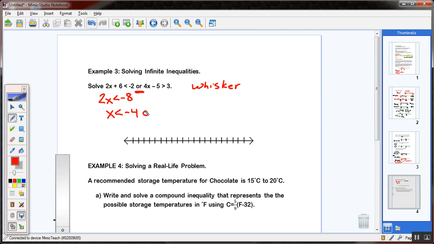Okay, there's one part of it. Bring your conjunction or down, and then solve the other one. What are you going to add to both sides there, kids? Add the 5. So 4x will be greater than 8. And when you divide by 4, x is going to be greater than what? So which values am I referencing on a number line? Negative 4. Positive 2.